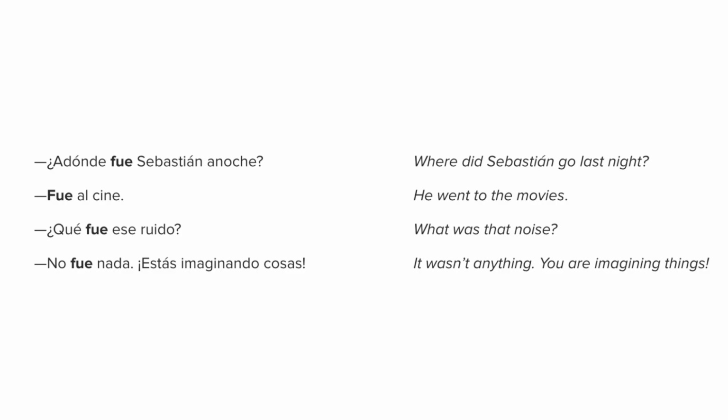¿Qué fue ese ruido? No fue nada. Estás imaginando cosas. So here, we're not talking about the action of going, but rather what is or what was in el pasado. So that's it. These irregular past tense verbs, not only do they not have accent marks, but they have their own stem that changes. And they also have their own endings, which are iste, o, imos, ieron. And yes, some of those drop the I in the ieron.